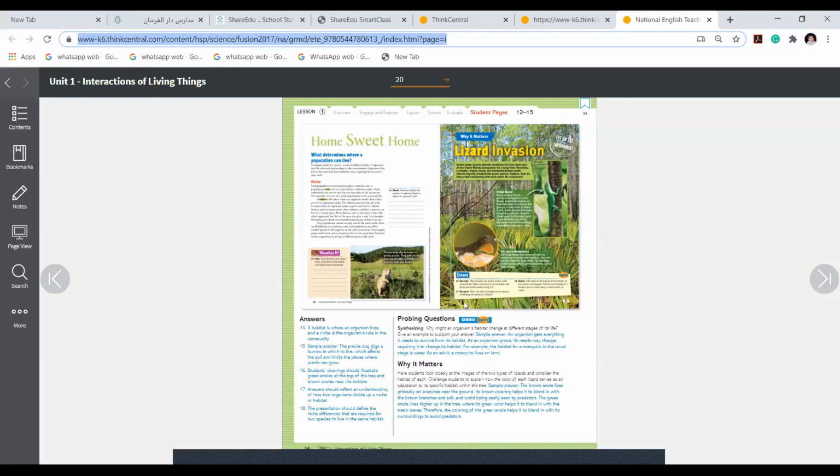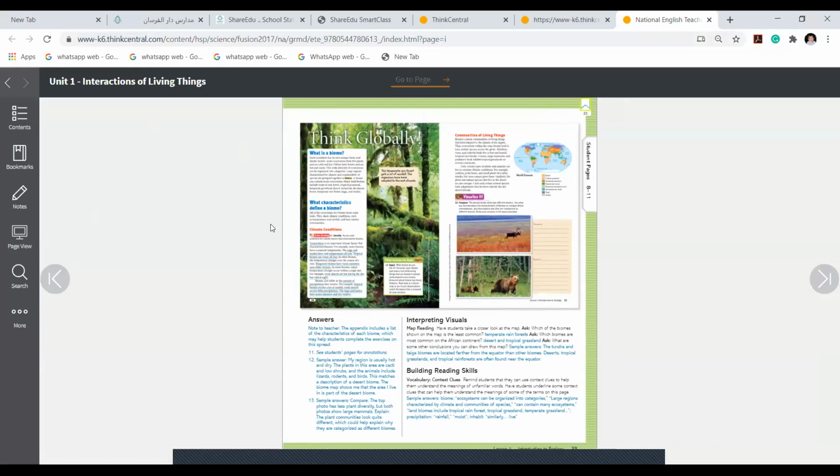So we studied levels of organization in our last class. I told you, P, C, E: P is population, C is community, E is ecosystem. Then yesterday I taught you about biomes.